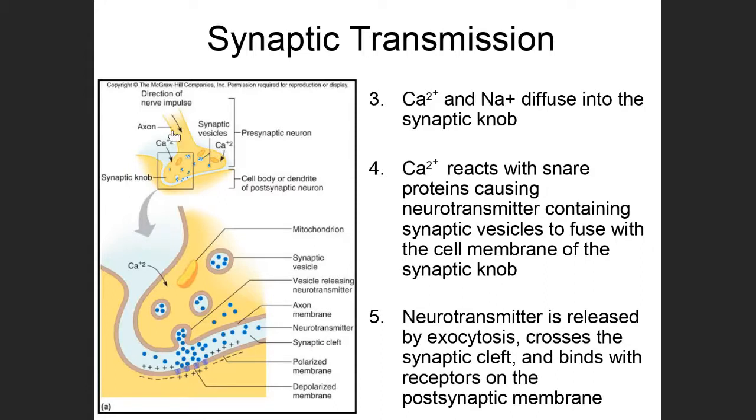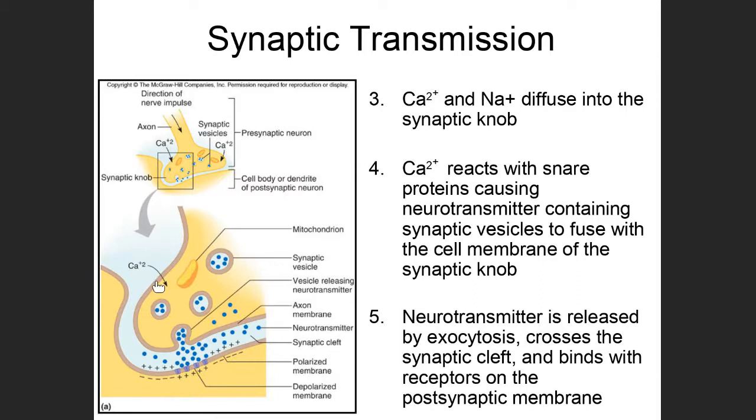So here we've got the synaptic knob a little bit more highly magnified, especially if you look at this picture down here. The synaptic knob is what contains the neurotransmitter. So you can see represented these little blue dots, our neurotransmitter that's been stored in the synaptic knob. Once we get that action potential all the way down to the synaptic knob, we have calcium channels and also sodium channels that open on the synaptic knob.